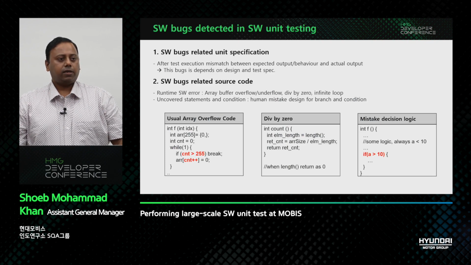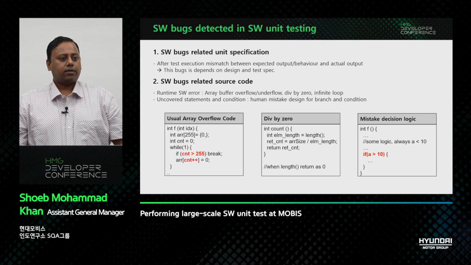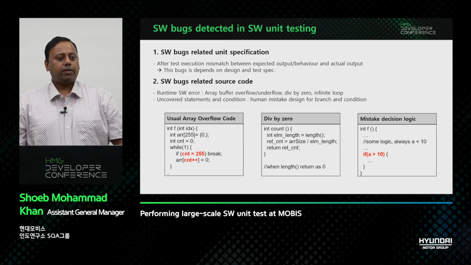Software bug detected in software unit testing. Software bug related to unit specification. Whenever we execute a test case and there is a mismatch between the expected output behavior and the actual output, the bug is identified, depending upon the design and the test spec that has been written. There are different types of bugs detected in unit testing. Usually it is array overflow, divide by zero or mistake in design logic.